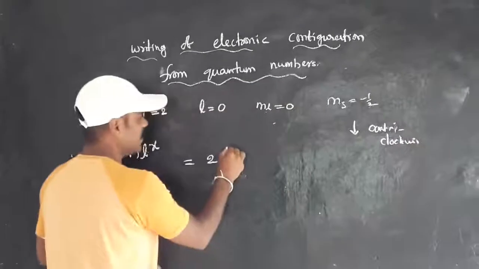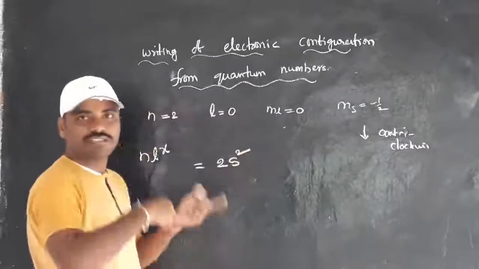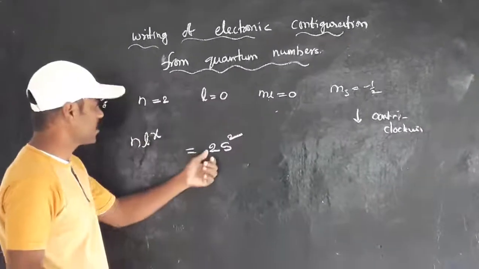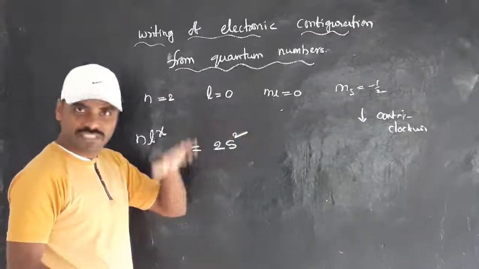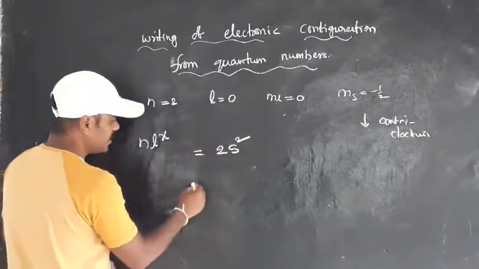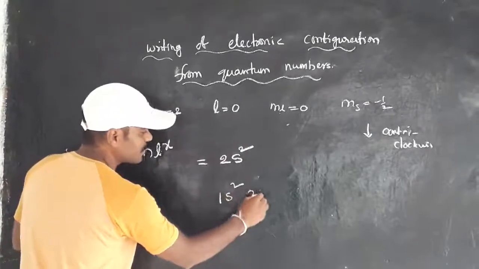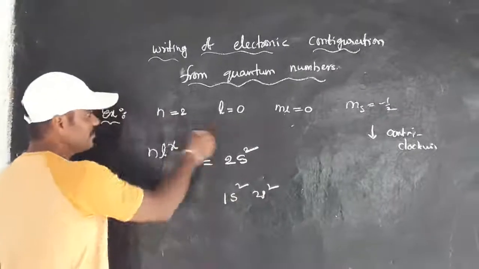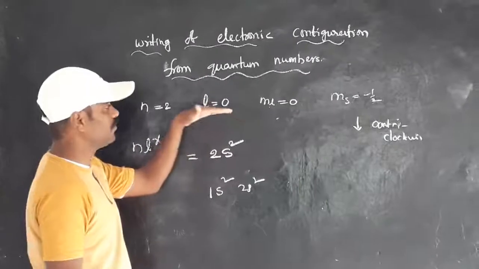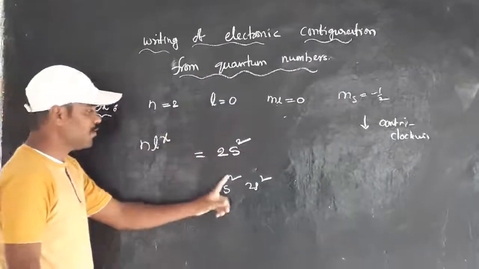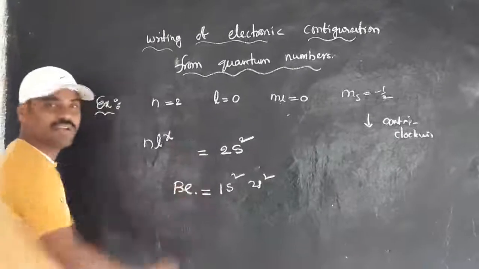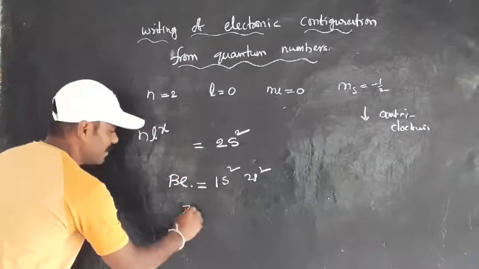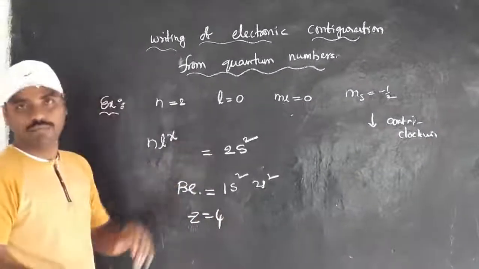Then that indicates in the s orbital, the second electron is present with anti-clockwise spin. So the configuration is 2s2, right? If the 2s orbital is completely filled, that indicates the configuration already existed with 1s2 and 2s2. So the given configuration of the quantum numbers is 1s2, 2s2, meaning the atom is beryllium, meaning atomic number is 4. Like that we can find it.